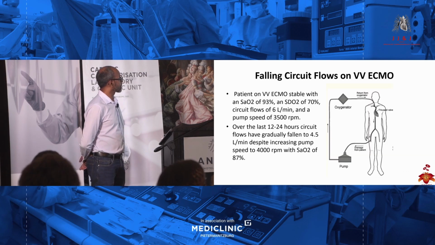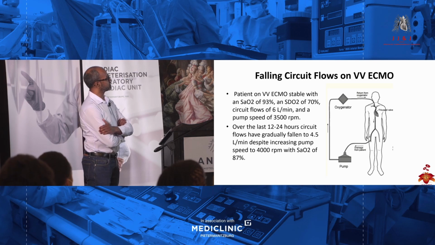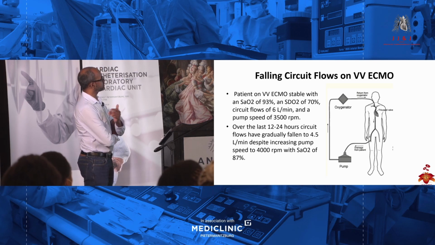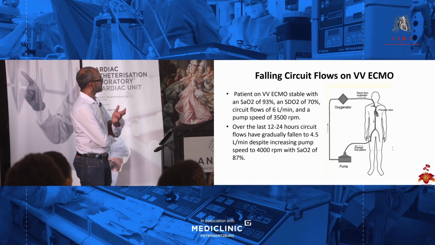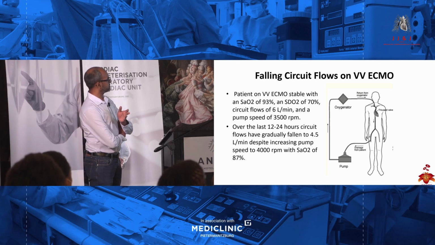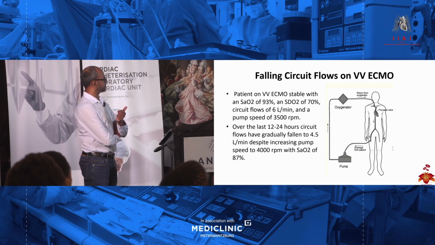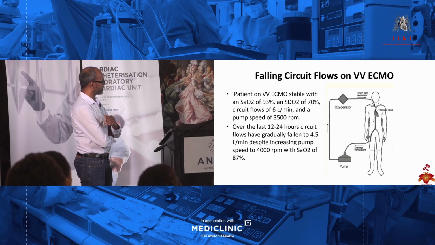Next slide. So in this scenario, we have falling circuit flows on a VV ECMO. A patient on VV ECMO is stable with a saturation of 93% and a drainage saturation of oxygen of 70%, circuit flow is 6 liters per minute and a pump speed of 3,500.